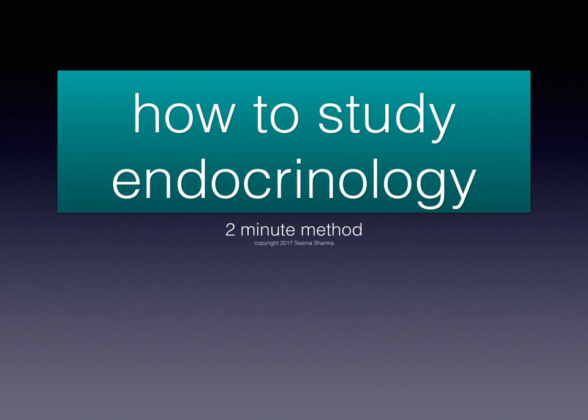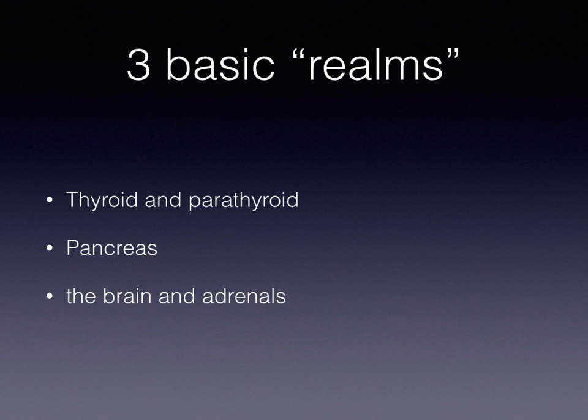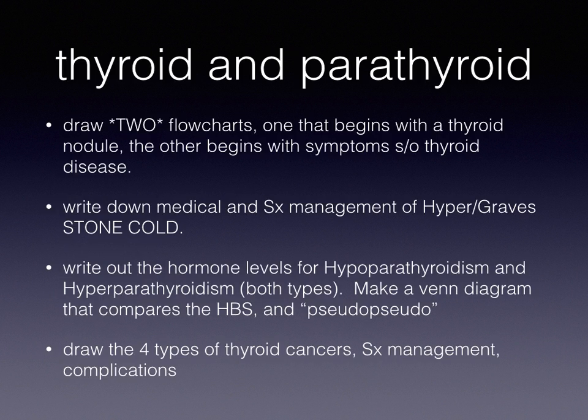Hi guys, this is my video on how to study endocrinology based off of the note-taking I did when I was studying endocrinology. So the way I look at it is that there are three basic realms. There's the thyroid and parathyroid. Secondly, there's the pancreas, and thirdly, there's the brain and adrenals. And so my first sheet of notes was about the thyroid and parathyroid.